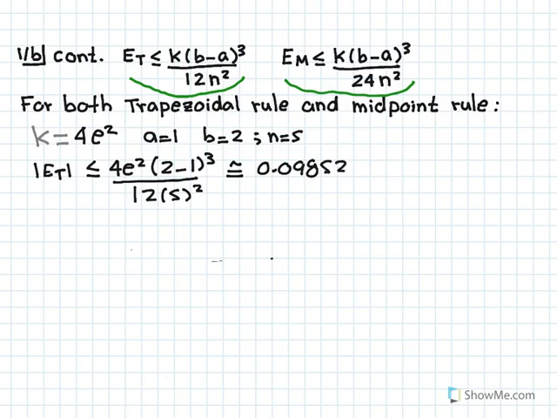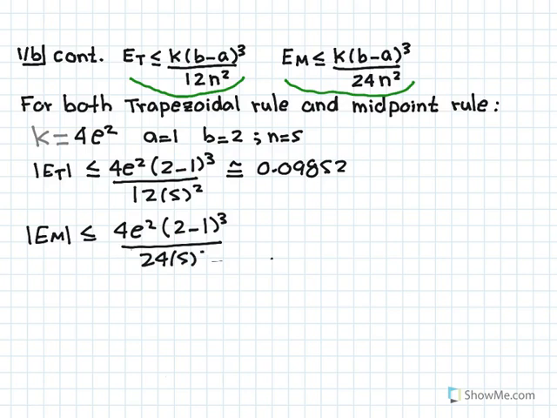0.09852. Error midpoint is less than or equal to K, which is the same, 4e squared, times b minus a, that's the same, 2 minus 1 cubed. The only difference is we divide by 24 times 5 squared. And if we decimalize this, we're going to get 0.04926. Now, let's apply the fundamental theorem of calculus to compute the actual error.